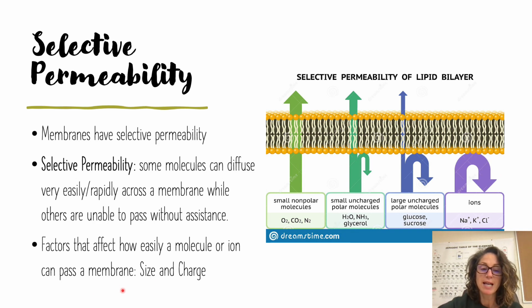So factors that affect how easily a molecule or ion can pass are based on size. So for example, the glucose and sucrose, and charge, and that's where we were looking at ions.